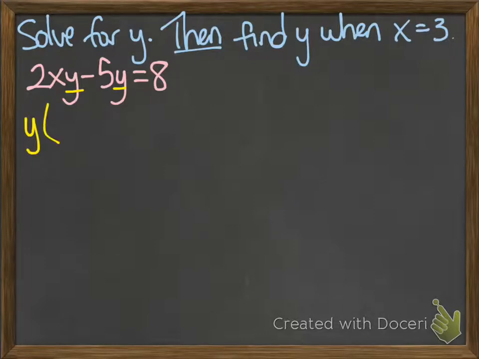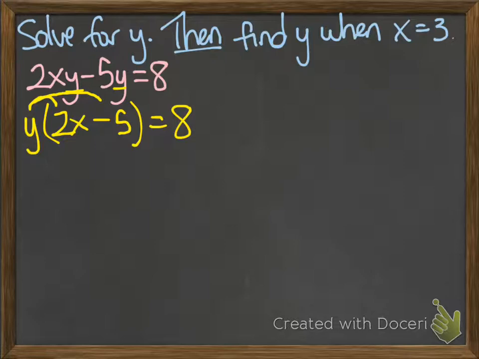Now if we think about this, if we take a y out, in other words, y times what would give me 2xy? Well, that would be 2x. And y times what would give me a minus 5y? Well, that would be minus 5. And that equals 8. And we can check this. If you were to multiply this back in, y times 2x is 2xy. Y times a negative 5 gives me negative 5y.